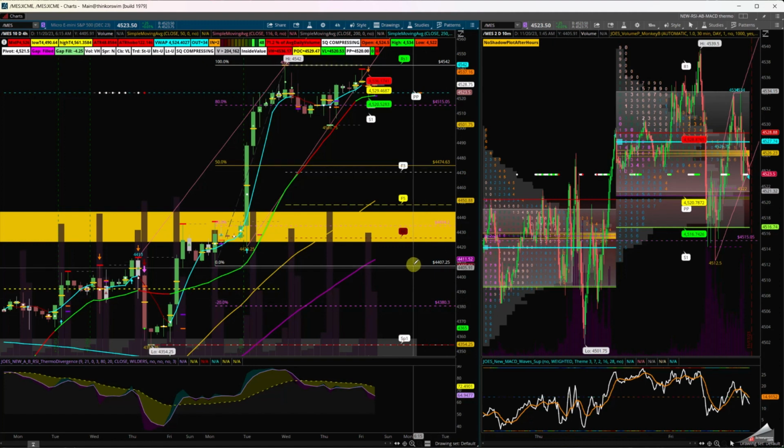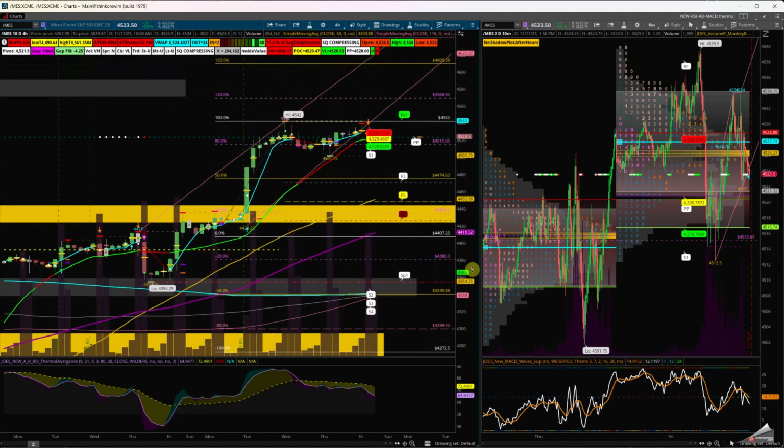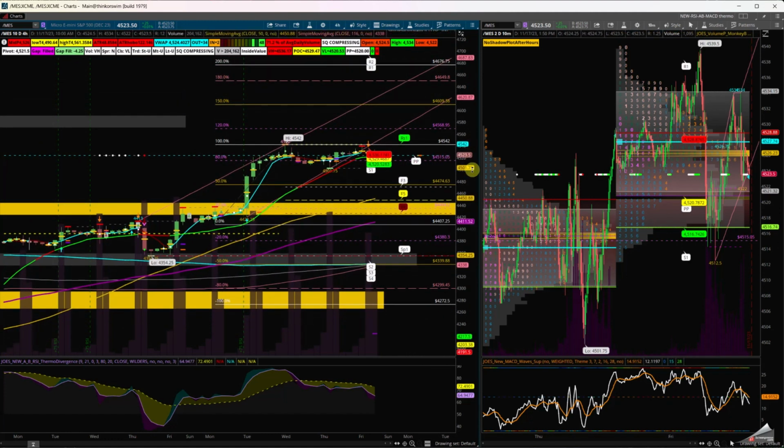Usually when you get between the 0 and the 20, usually it's a buy zone. When you get between the 80 and the 100, usually it's a sell zone. And sometimes you can get 2 standard deviations to the bottom or to the upside. It doesn't matter what the market does.